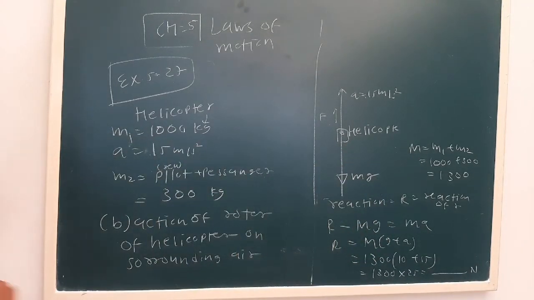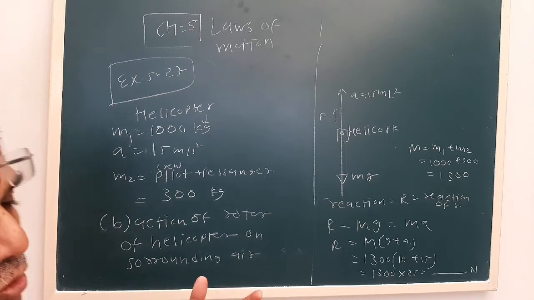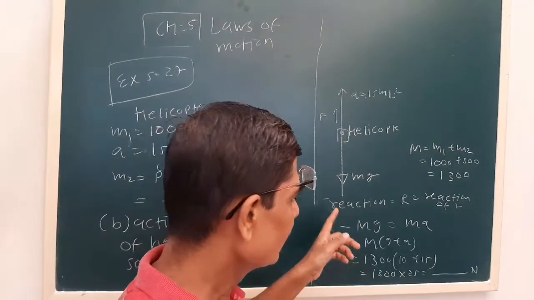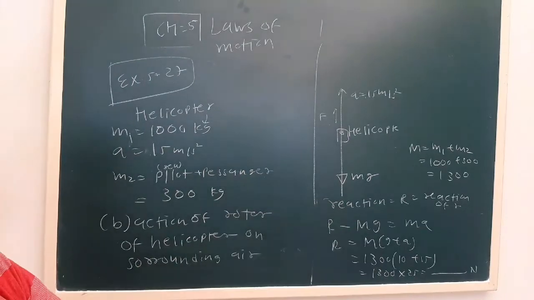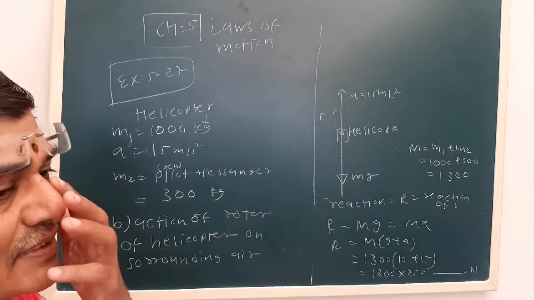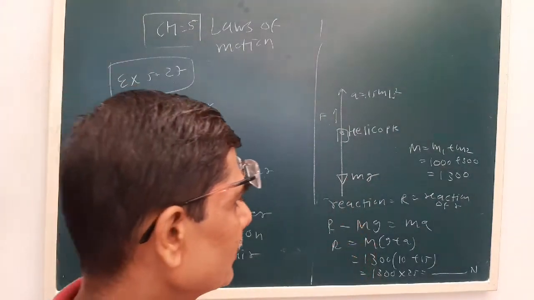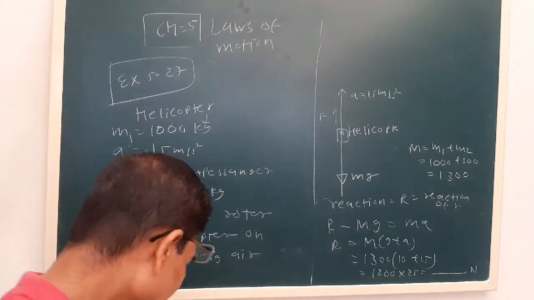The second part is the action or reaction of the rotor on helicopter by the surrounding air. So see, the helicopter also is in motion. In the first case we consider the reaction on the floor only by the crew and the passenger, so we did not consider the mass of the helicopter, but here we have to consider the mass of the helicopter also. So in that case we get the second answer like this.